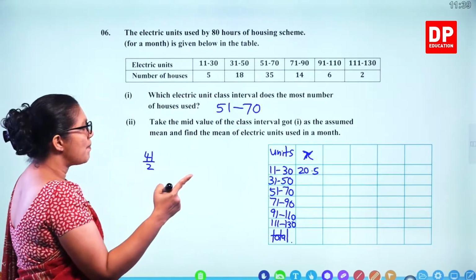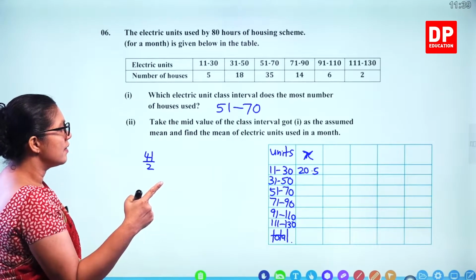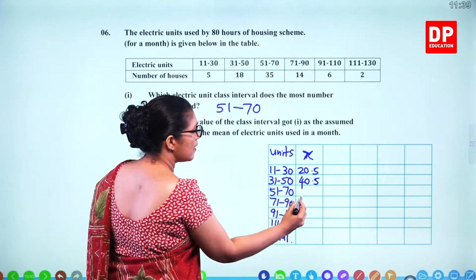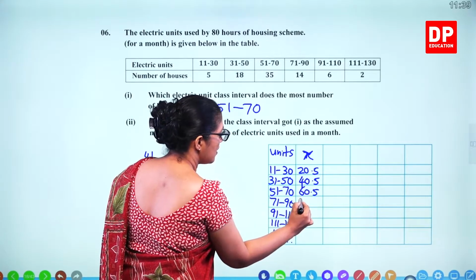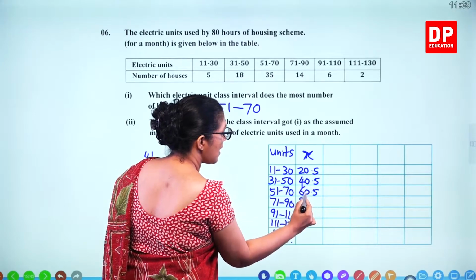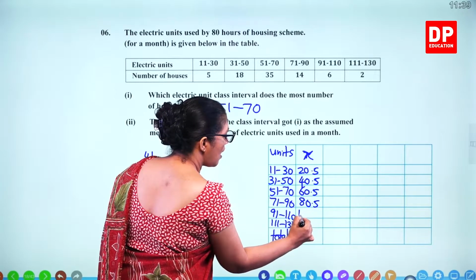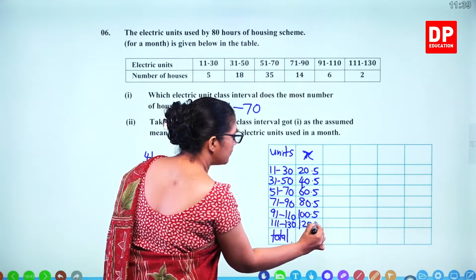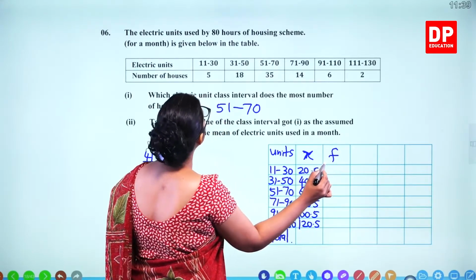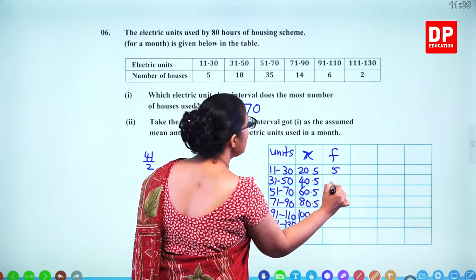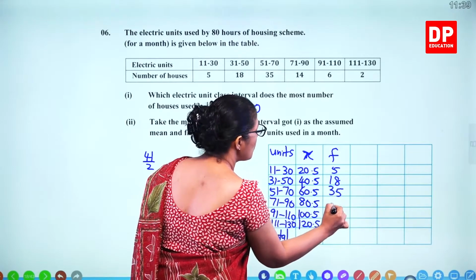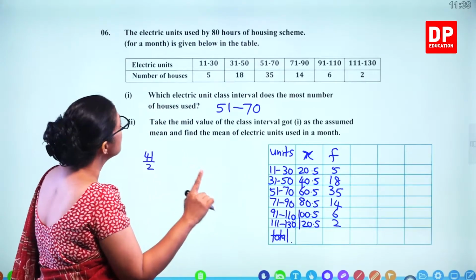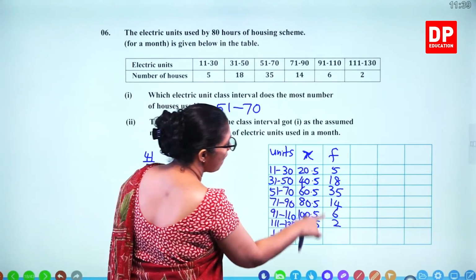31 plus 50 divided by 2, that's 81, 40.5. So adding 20, 60.5, 80.5, 100.5, 120.5. Now we'll write down the frequencies given: 5, 18, 35, 14, 6, 2. And the total frequency, that's 80. This should be 80.